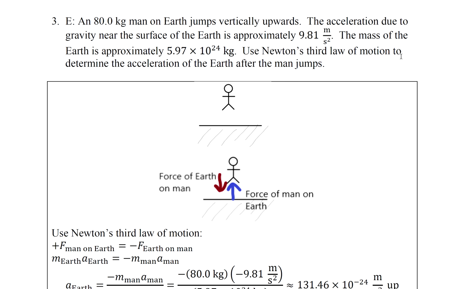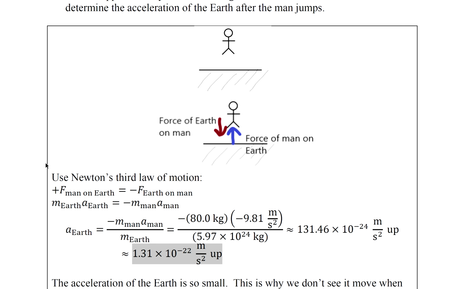Question 3. An 80-kilogram man on Earth jumps vertically upwards. The acceleration due to gravity near the surface of the Earth is about 9.81 meters per second squared. The mass of the Earth is about 5.97 times 10 to the 24 kilograms. Use Newton's third law of motion to determine the acceleration of the Earth after the man jumps. So when you jump, the Earth pulls you down and you pull the Earth up.